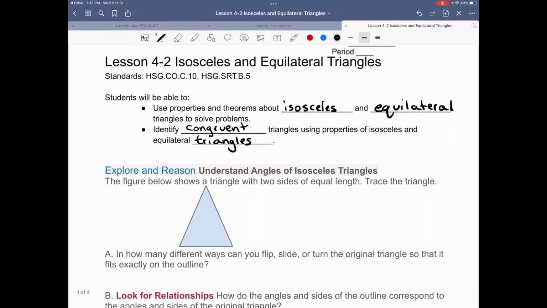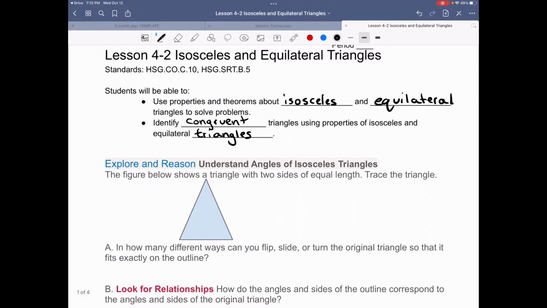If you have a highlighter, you can highlight this section, explore and reason, or you can just put an asterisk like this, a little star. Explore and reason. Understand angles of isosceles triangles. So we're going to be looking at angles.